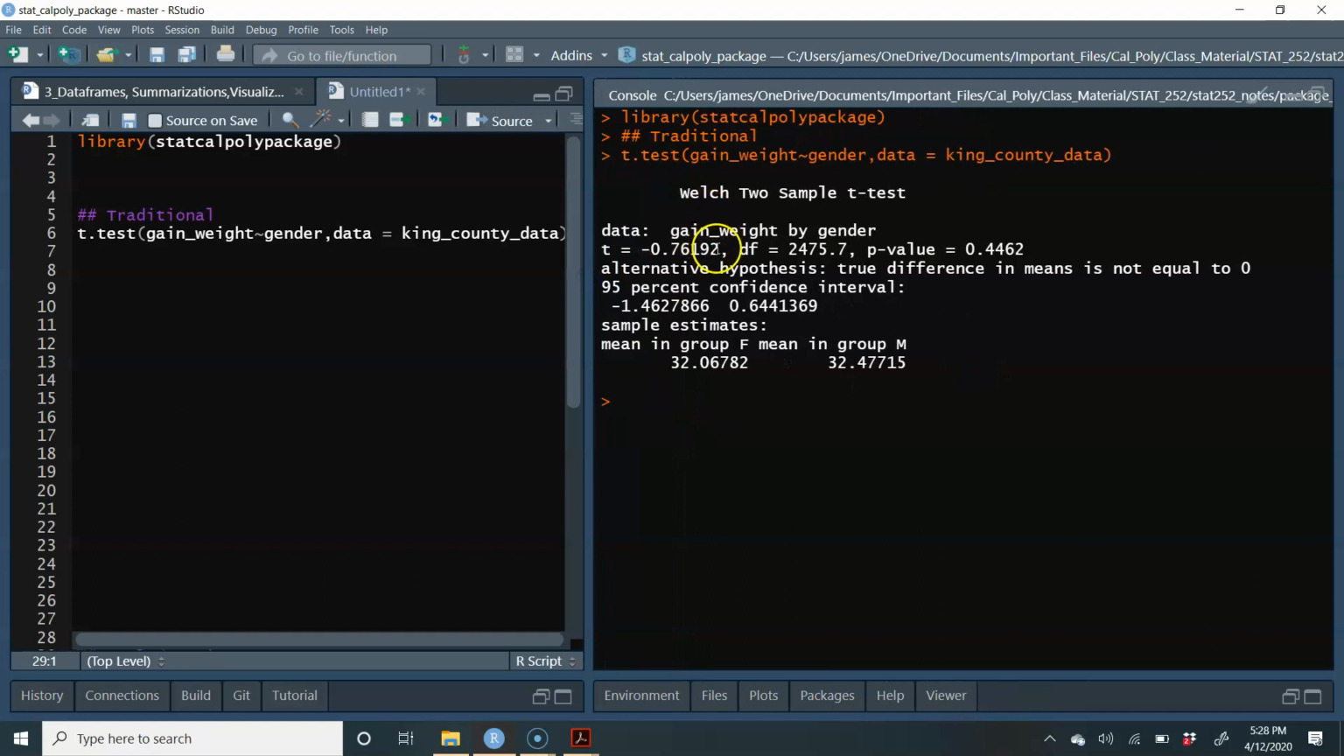Okay. So this right here is going to be my test statistic. This is the approximation of the degrees of freedom. And this gives me my p-value. This tells me what my alternative hypothesis is, that the difference between the two groups is not equal to 0. Then it gives me my confidence interval for the difference between the two means. And then finally, it gives you the mean for males and the mean for females. So that's interesting.